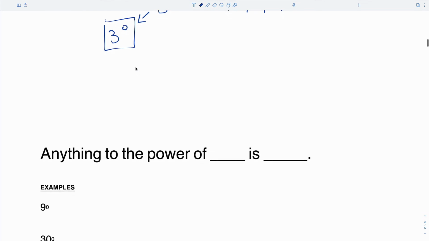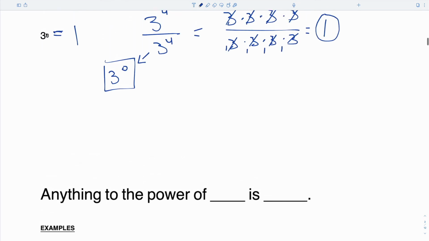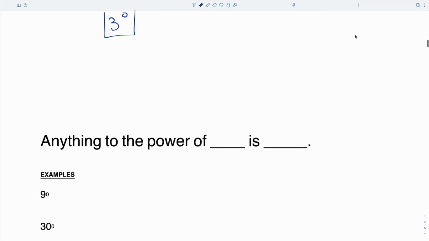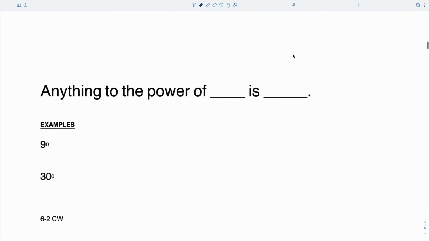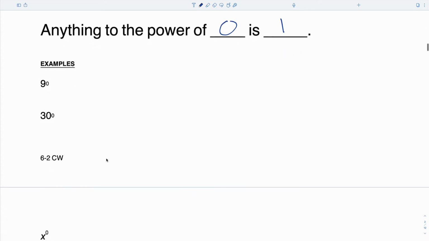On your tests, if you have some number that says to the 0, you don't actually have to prove it to me. You can use this really cool trick that just says anything to the power of 0 is 1. So these are actually some of the easiest problems you'll get. Maya, 9 to the 0, what's your answer? 30 to the 0, Mackenzie.